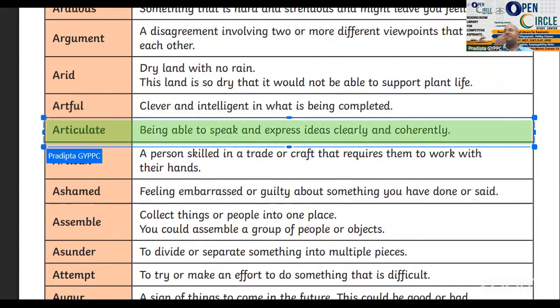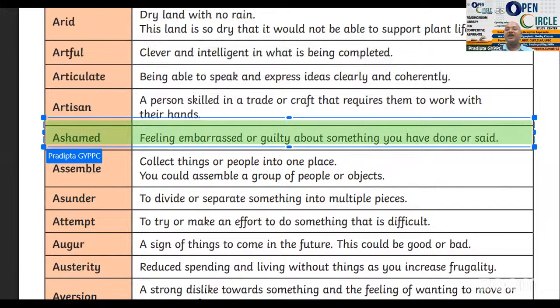Articulate, somebody who can speak well. Some children are articulate, some are not. कुछ लोग बच्चे अच्छा बोल पाते हैं, कुछ नहीं बोल पाते. समझ में आ गया? Articulate. Adjective. Next one is artisan.